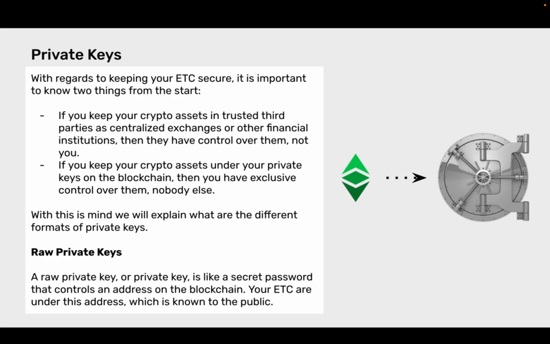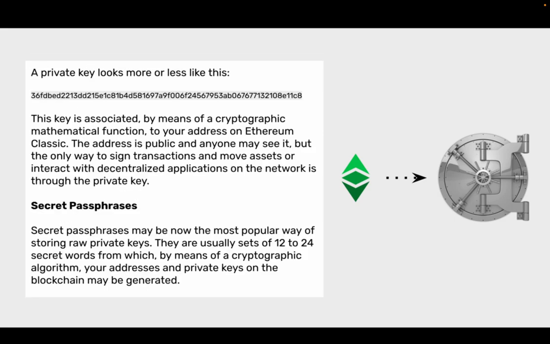Raw private keys. A raw private key, or private key, is like a secret password that controls an address on the blockchain. Your ETC are under this address, which is known to the public. A private key looks more or less like this. This key is associated by means of a cryptographic mathematical function to your address on Ethereum Classic. The address is public and anyone may see it, but the only way to sign transactions and move assets or interact with decentralized applications on the network is through the private key.